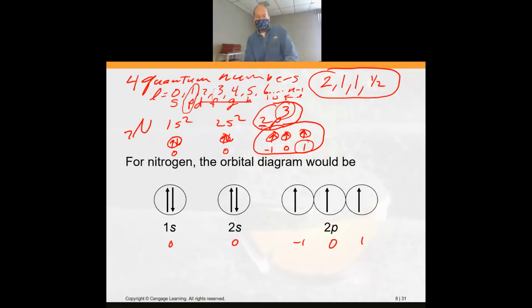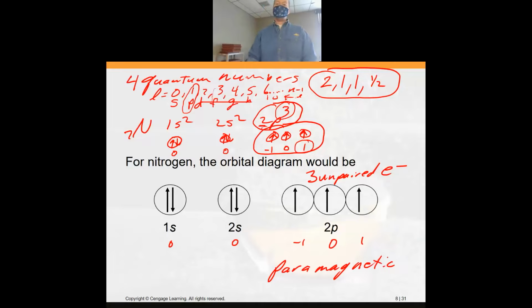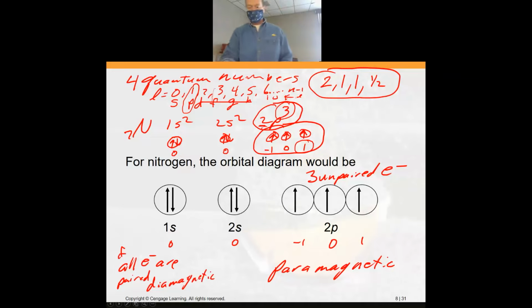Oh, and you also see for nitrogen that you have 3 unpaired electrons, and so that is going to be paramagnetic. If you are paramagnetic, then you are attracted to a magnetic field. If you have a compound or an element where all electrons are paired, then you are diamagnetic. You are not attracted to a magnetic field. You will go right through the magnetic field.